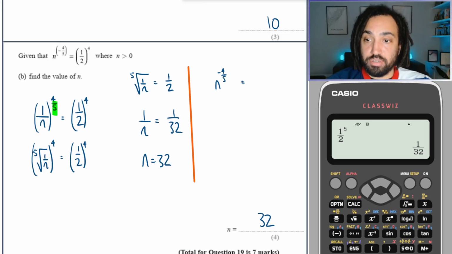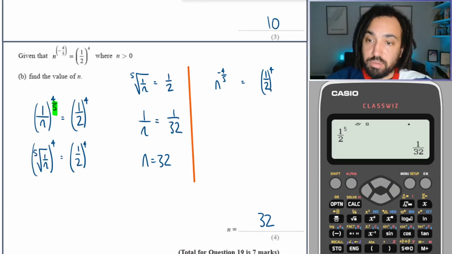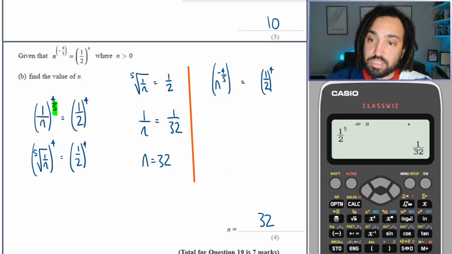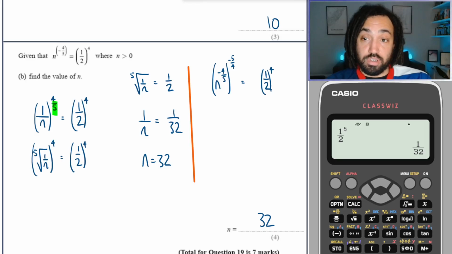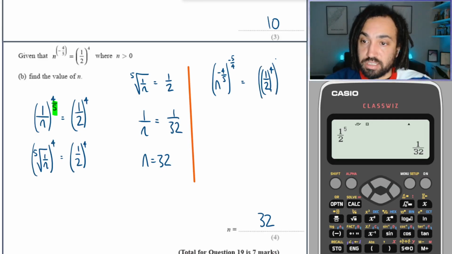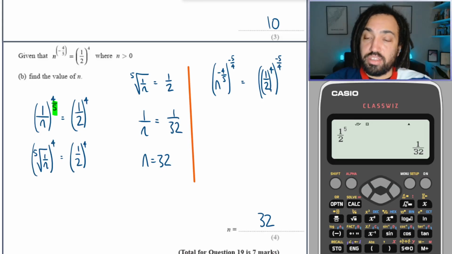We know this is true, like so. And what I could do is I could go to the minus 5 over 4. So the reciprocal of minus 4 over 5 is minus 5 over 4. So if I just do that to both sides, then that is going to cancel out. Because when I times the powers here, that's just going to give me 1. So that's just going to give me n to the 1.